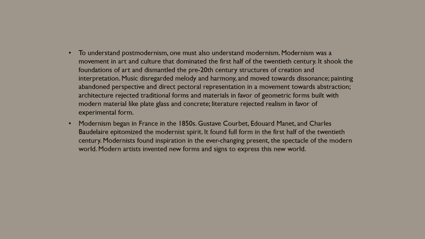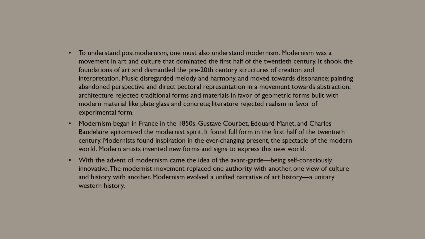Modernism began in France in the 1850s. Gustave Courbet, Edouard Manet, and Charles Baudelaire epitomized the modernist spirit. It found full form in the first half of the 20th century. Modernists found inspiration in the ever-changing present, the spectacle of the modern world. Modern artists invented new forms and signs to express this new world. With the advent of modernism came the idea of the avant-garde, being self-consciously innovative. The modernist movement replaced one authority with another, one view of culture and history with another.